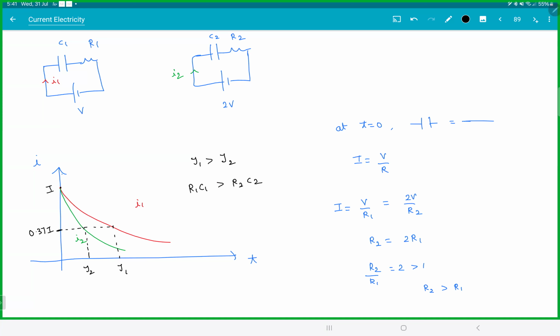And here is another relation between R1 and R2. How much is that? R2 is 2 R1. So C1 must be greater than 2 C2. Clear? So C1 is greater than 2 times C2. What else can I say from here? R2 is 2 R1, R1 cancels.